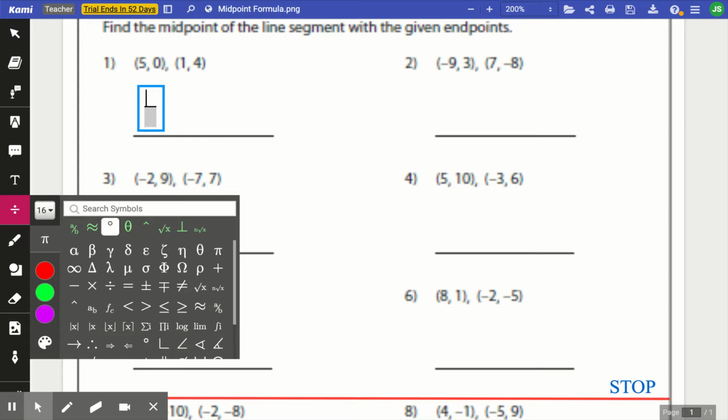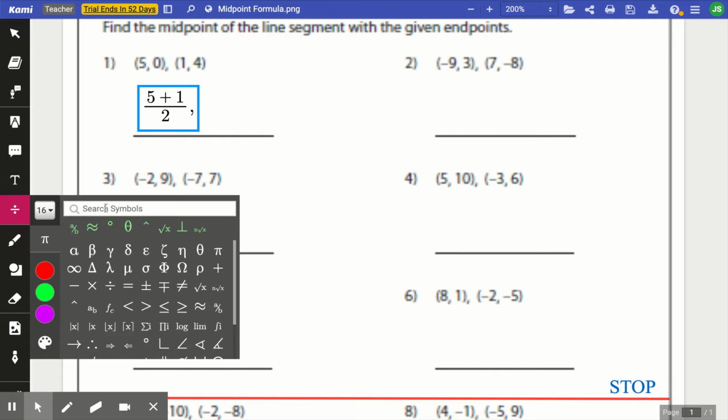So I want to add my x's together. My x's are 5 plus 1. And then on the bottom, I'm going to use my down arrow button to get to that, and that's going to be 2. So I'm averaging my x's, 5 plus 1 over 2. And then I'm going to use the right arrow button to get out of the fraction. I'm going to put a comma there because this is a point. It's an x, y coordinate.